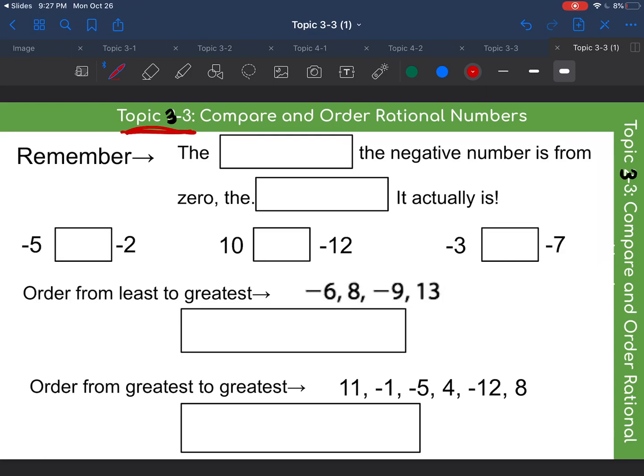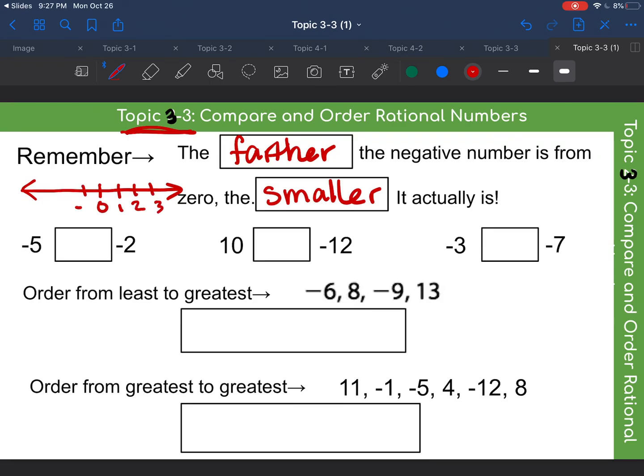So the first thing I want you to do is to think. Remember, the farther the negative number is from 0, the smaller it actually is. So if you think about it on a number line, either a horizontal line or a vertical number line, if we have 0 in the middle and all our positive numbers on one side and then all our negative numbers on the other side, the farther a negative number is from 0, the smaller it actually is.